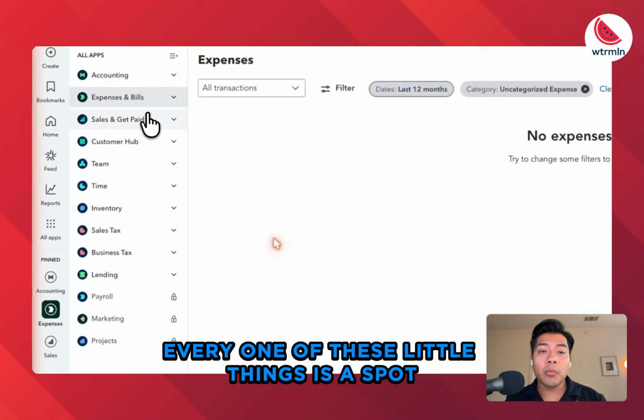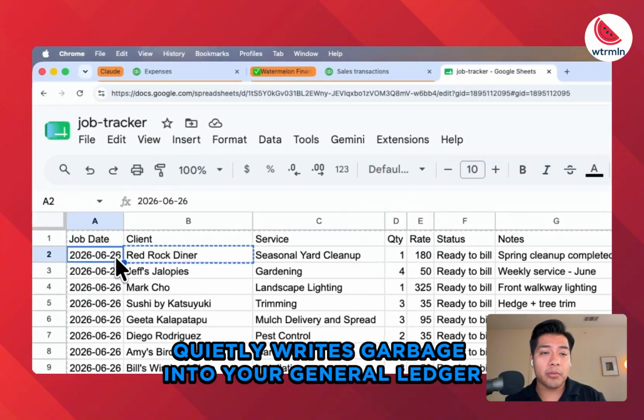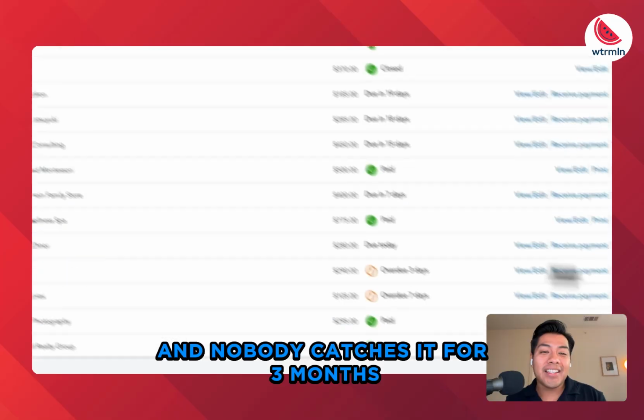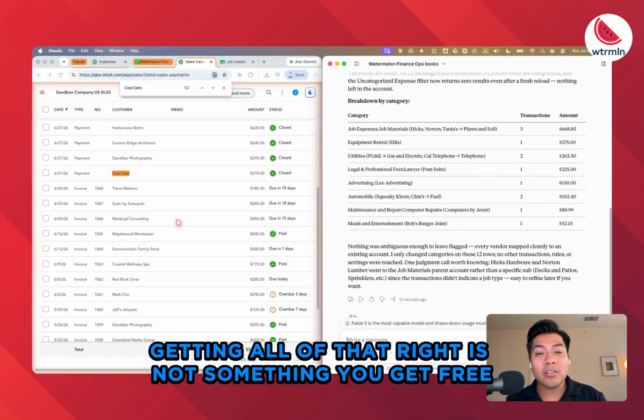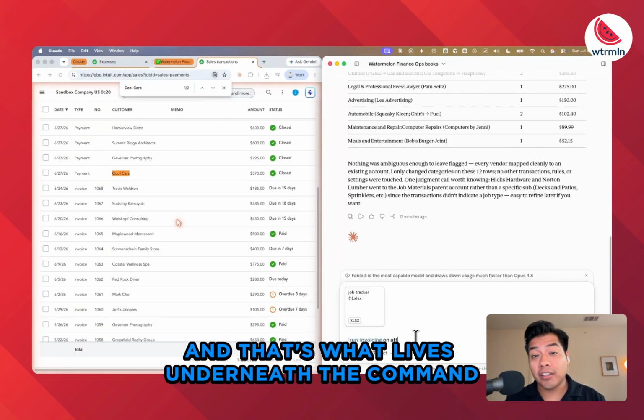Every one of these little things is a spot where a cheap native automation quietly writes garbage into your general ledger and nobody catches it for 3 months. Getting all of that right is not something you get free out of the box. That is the actual work, and that's what lives underneath the command.